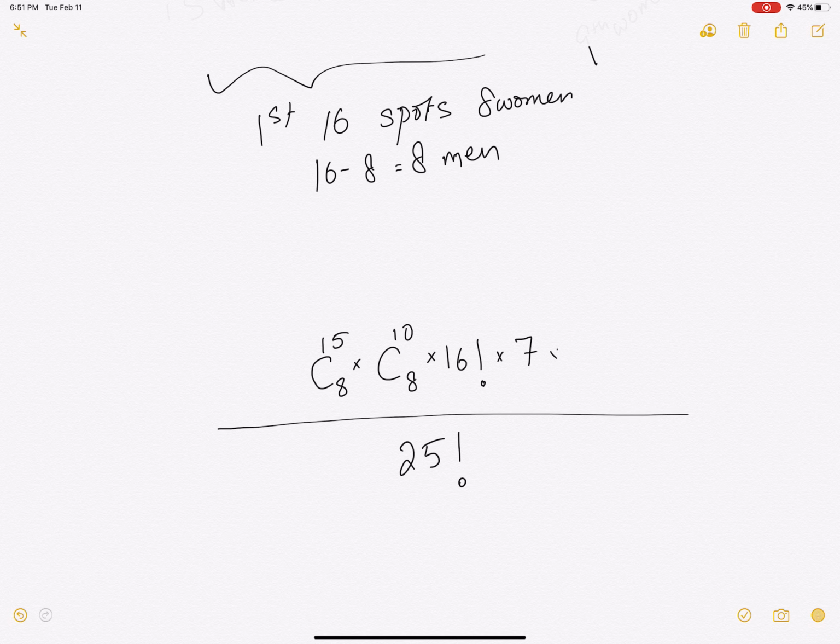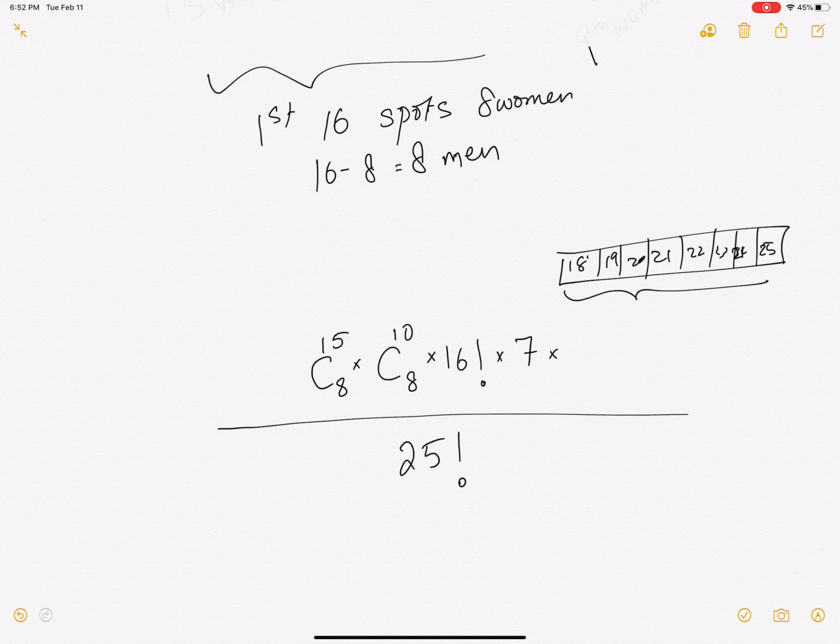Okay, now what do we have left? We have spots number 18, 19, 20, 21, 22, 23, 24, and 25. We have to take our 2 men who are left over and 6 women who are left over, so our 8 people, and arrange them in those 8 spots. How can you do that? That will just be 8 factorial.